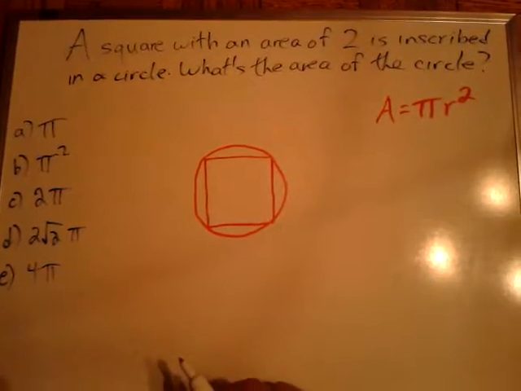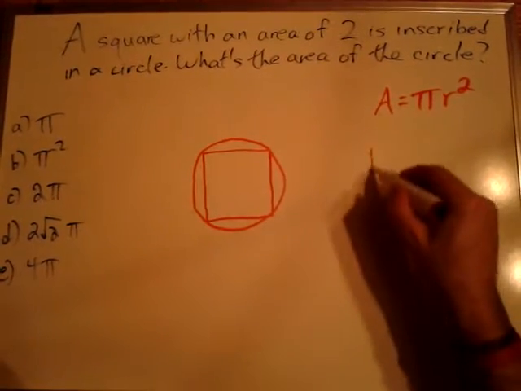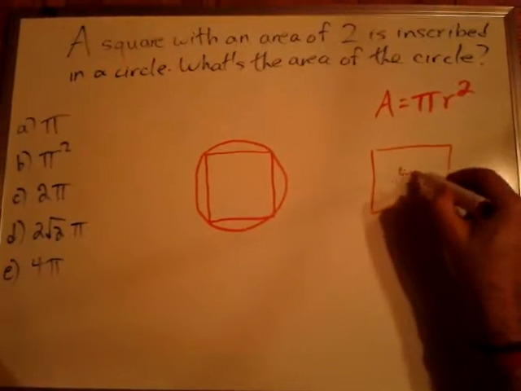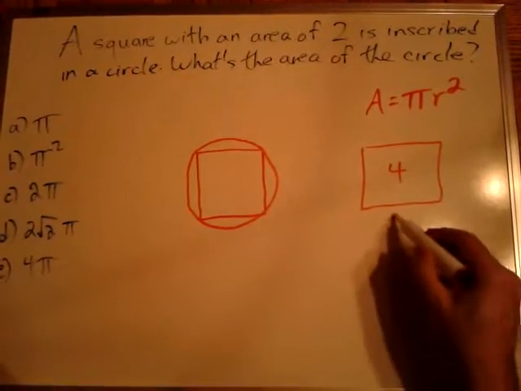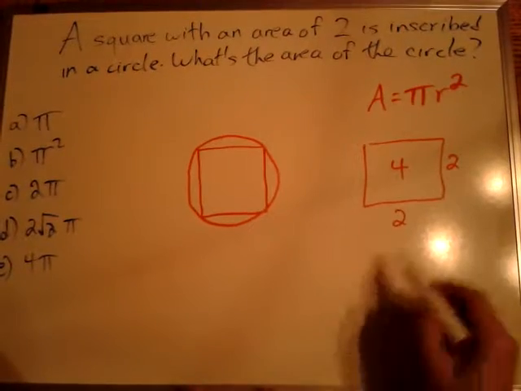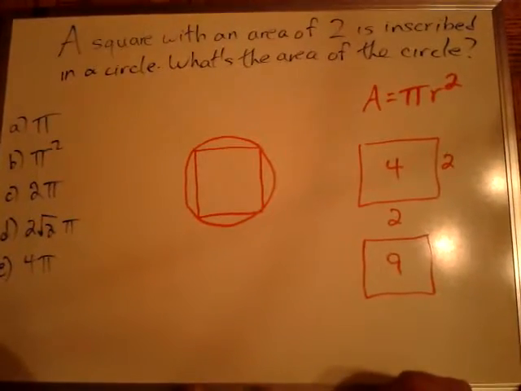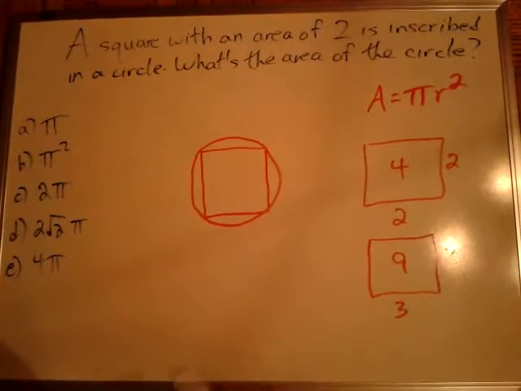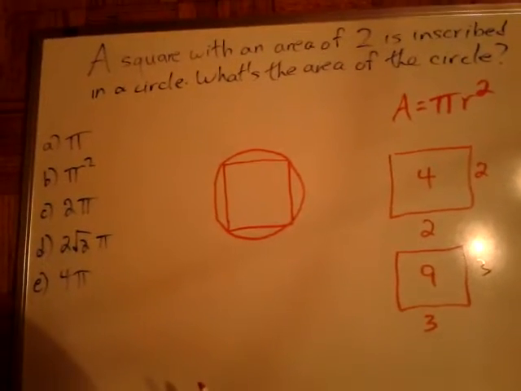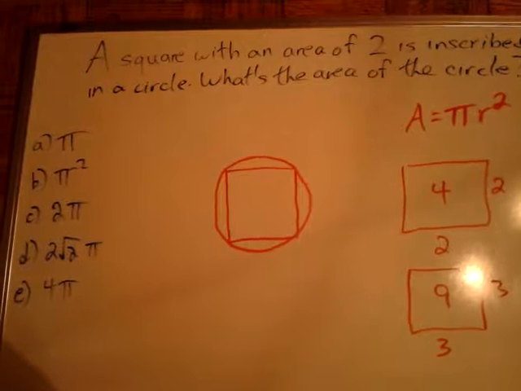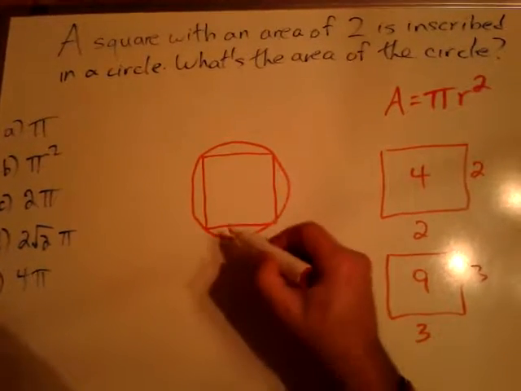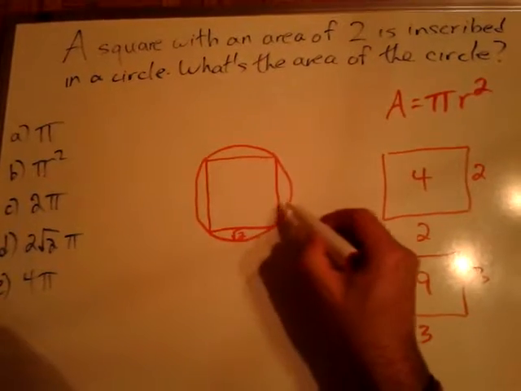They always use these little tricky numbers. If the square had an area of 4, I'm pretty sure we would all agree the sides are just 2, right? 2 times 2 is 4. If the square had an area of 9, the sides would just be 3. So it looks like it's just the square root of the area. So a side of the square should just be radical 2.